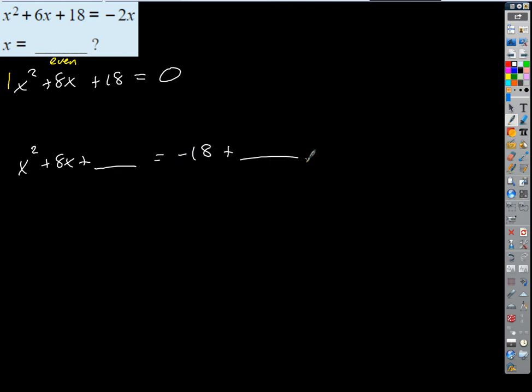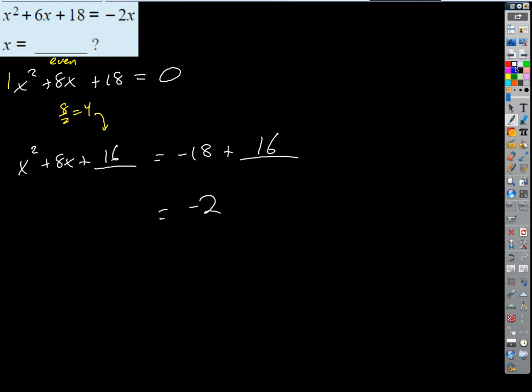Now what number is going to go here, Julian? 16, there you go, good, because we're going to do half of 8 squared, right? So we're going to get 16 there, and we get that from 8 over 2 equals 4, and then we'll square it to get 16. Good. Okay, so on the right side, that simplifies to -2.